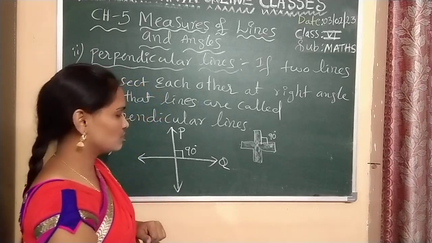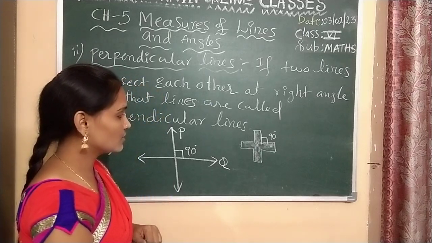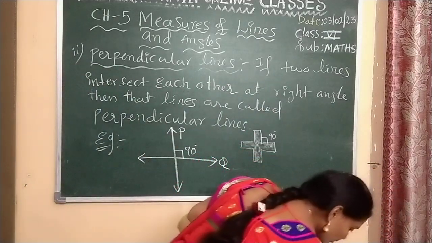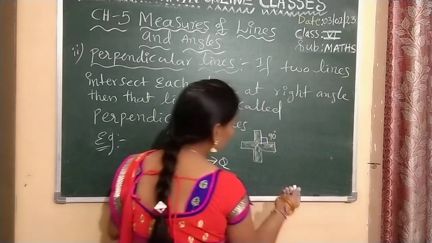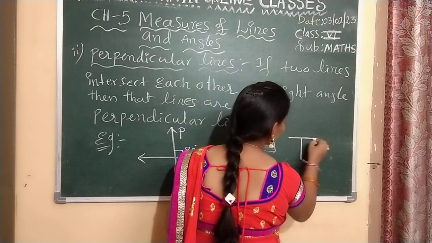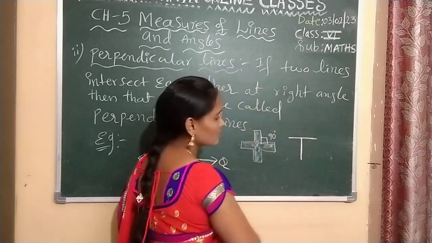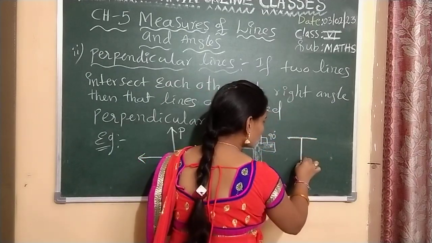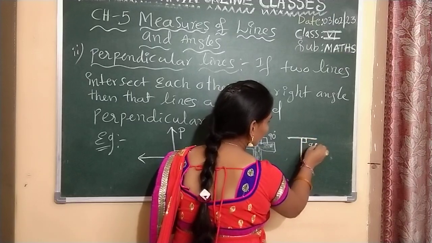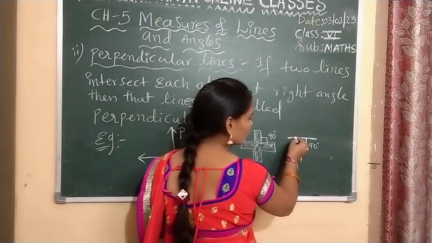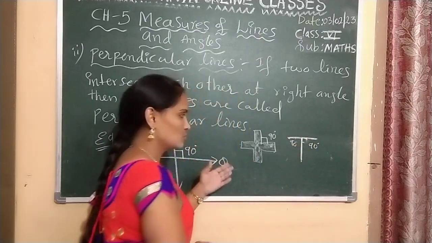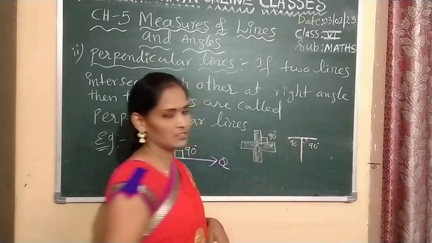So if you observe one more example, suppose you take an alphabet letter, the letter T. See, this line and this line intersect at a right angle, 90 degrees. This side also 90 degrees. Okay, so we can call these two perpendicular lines.